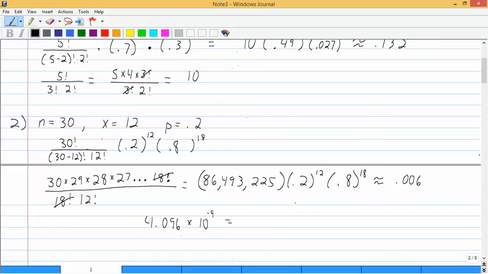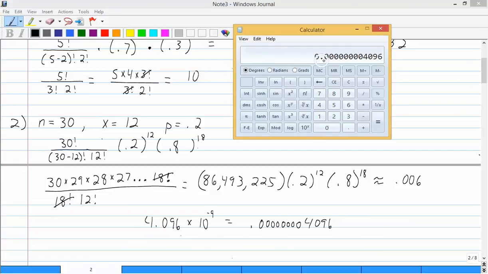So if you needed to write that out, you would need to move the decimal place 9 places to the left. So that would be 8 zeros and then 4096. And so most calculators will only store up to about 8 or 9 digits. And so when you see an E and a number after it, it just means scientific notation. But your calculator will actually store that number so that when you multiply that times 86,493,225, it's going to be something that your calculator will display properly, that you should be able to understand.